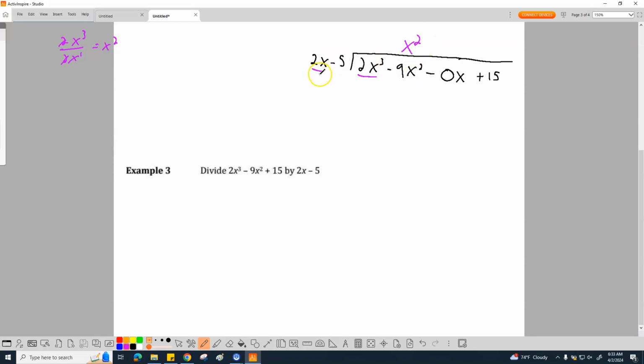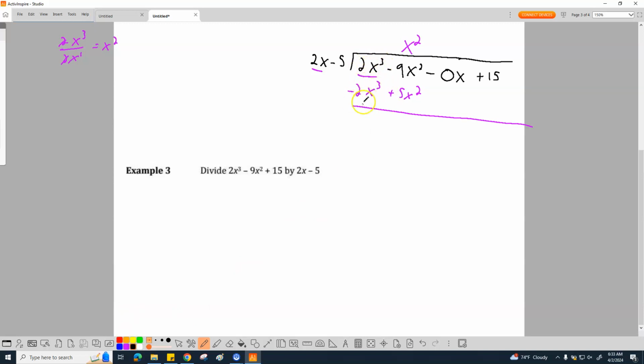X squared times 2x is 2x cubed. So I go x squared times 2x, and then I go x squared times negative 5, which gives me negative 5x squared. Now I have to change the sign because I'm going to subtract it. Everything changes the sign here. So this becomes a minus and this becomes a plus. Then I draw my big line here. I'm going to go ahead and switch my ink back to black. And then I'm going to do the subtraction.